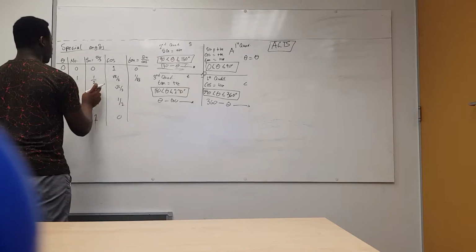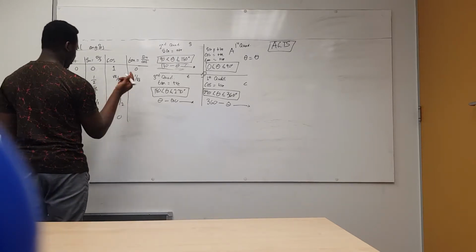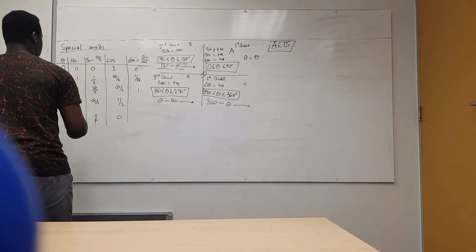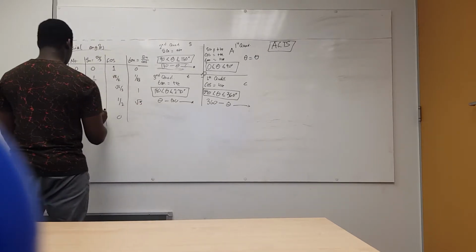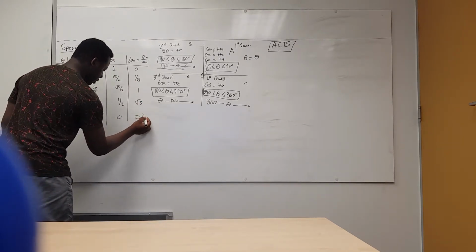So root this divided by this is just 1. This divided by this is like the inverse of this one, so it's root 3. And this divided by this is infinity.